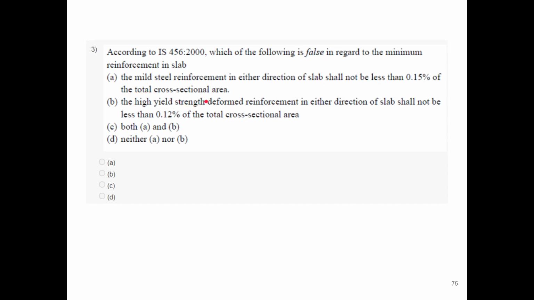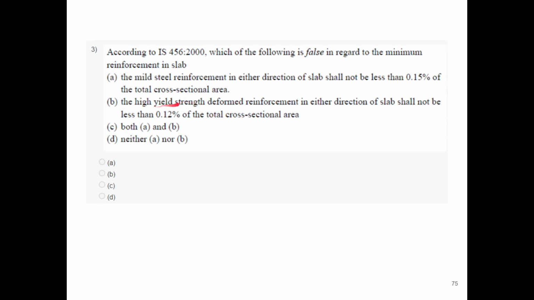B, the high yield strength deformed reinforcement in either direction of slab shall not be less than 0.12% of the total cross-sectional area. C, both A and B. D, neither A nor B. So which will be the correct option? So yeah, both the options are true.